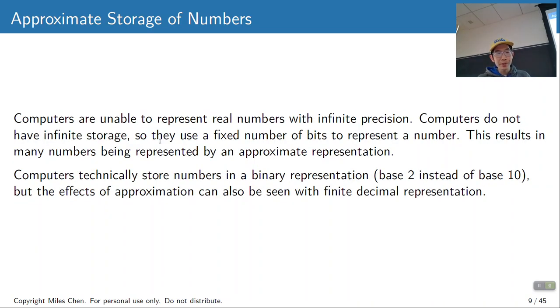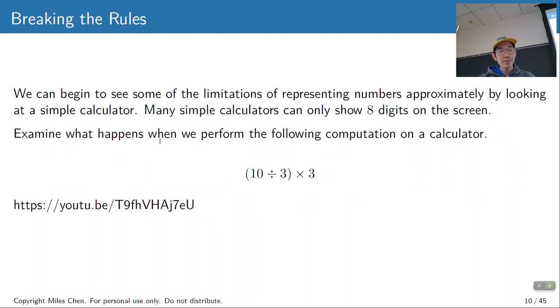So what did I write here? Computers are unable to represent real numbers with infinite precision. They don't have infinite storage, so we have to use a fixed number of bits, okay? And so everything's approximated, and because we're approximating our numbers, things happen.